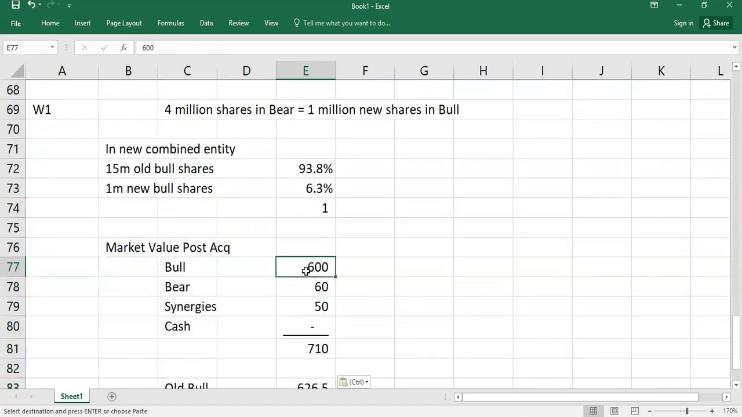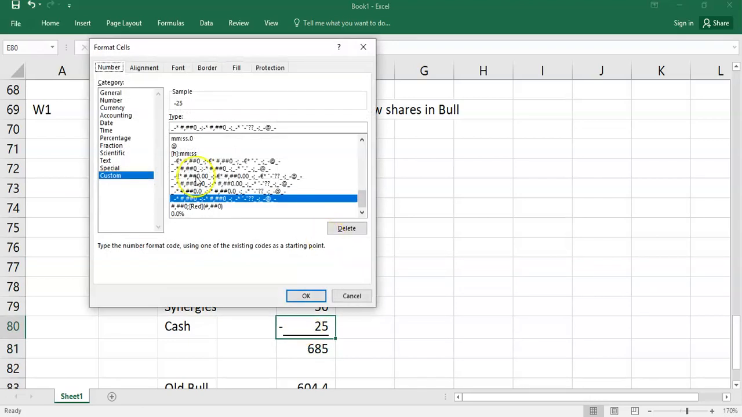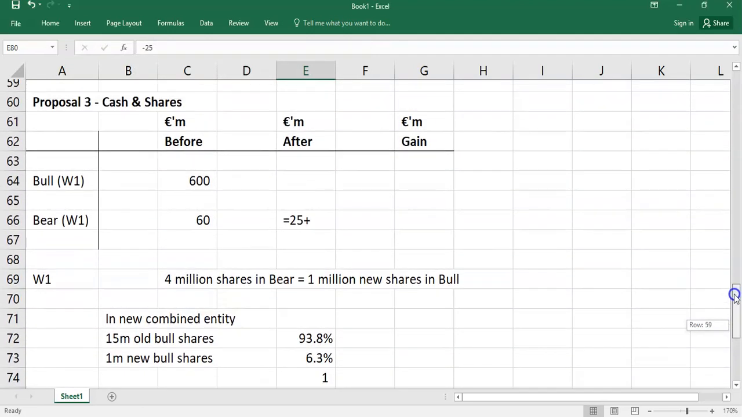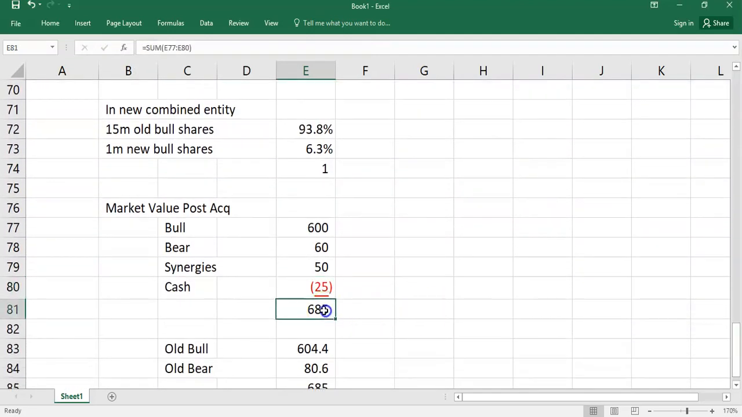It's still 600, still 60, still 50, but be careful, you now have minus 25 because the acquiring shareholder has to pay 25 million part in cash. That's part of the transaction. So the overall market value of the Bull post acquisition is 685 million. The old Bull shareholders are going to get 15 over 16, or 93%. So they're going to get about 642.2.